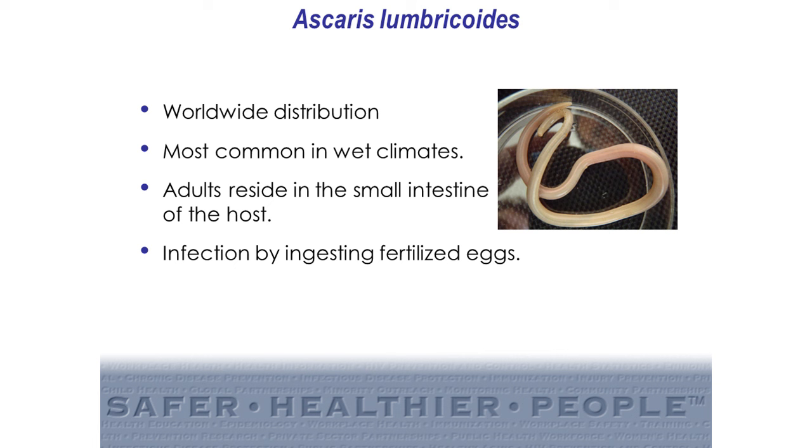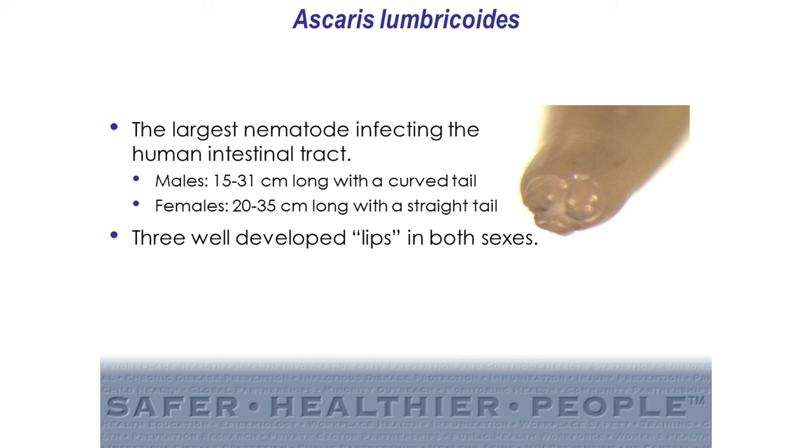Adult worms reside in the small intestine of their host, and infection with Ascaris is acquired by ingesting fertilized eggs. Ascaris lumbricoides is the largest nematode infecting the human intestinal tract. The males have a curved tail and measure between 15 and 31 centimeters long, while the females are a little bigger and have straight tails and measure 20 to 35 centimeters long.